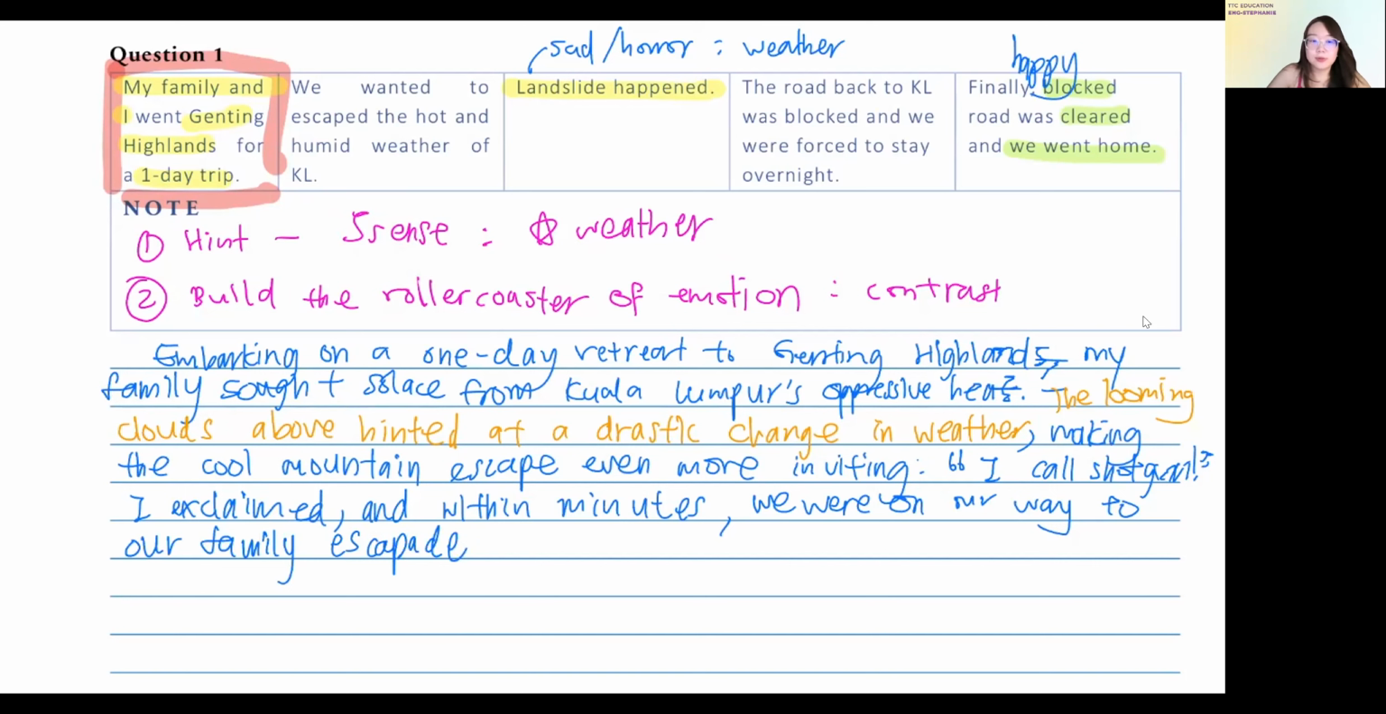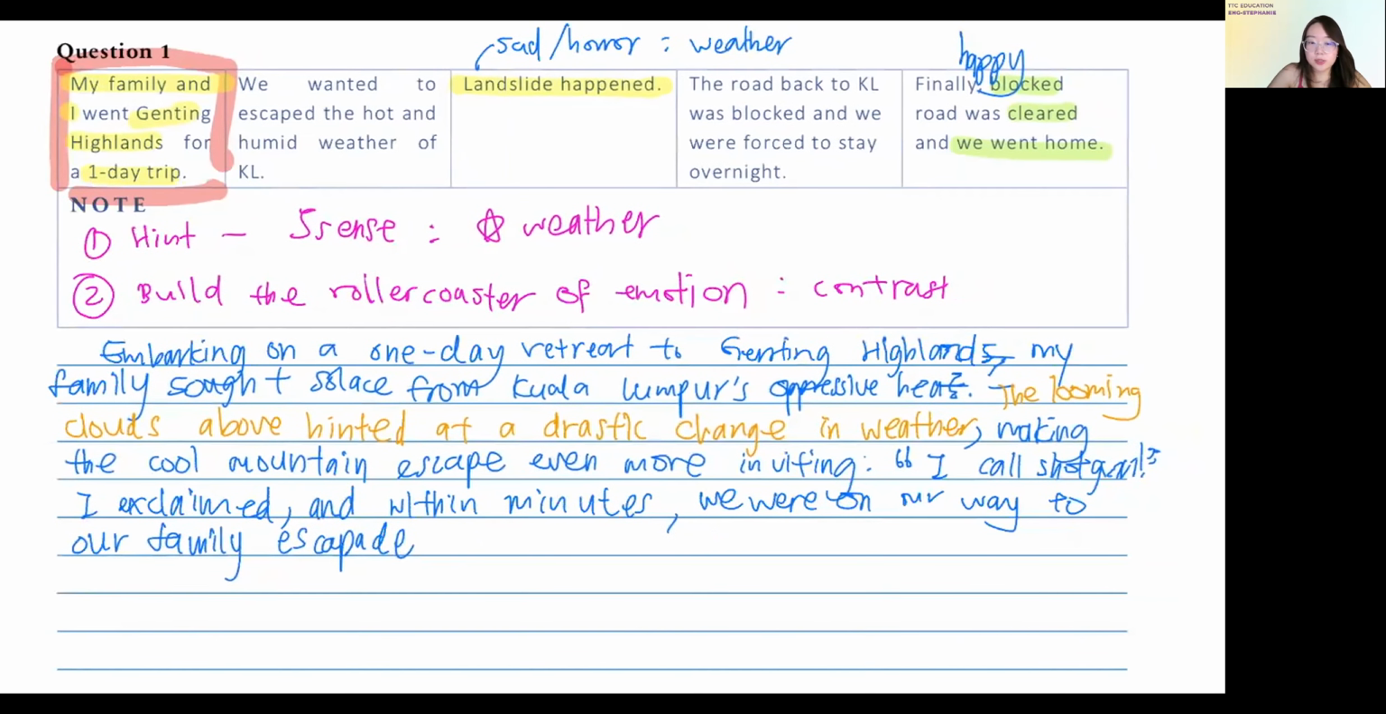Okay. So for this portion, we established the setting first. Okay, one-day retreat, Genting Highland, family. Right. The hinted one is this portion, written in orange font. The looming clouds above hinted at a drastic change in weather. But because you don't want the people to know that, it's so obvious that you are saying that later will have bad things happen, so you say, making the cool mountain escape even more inviting.